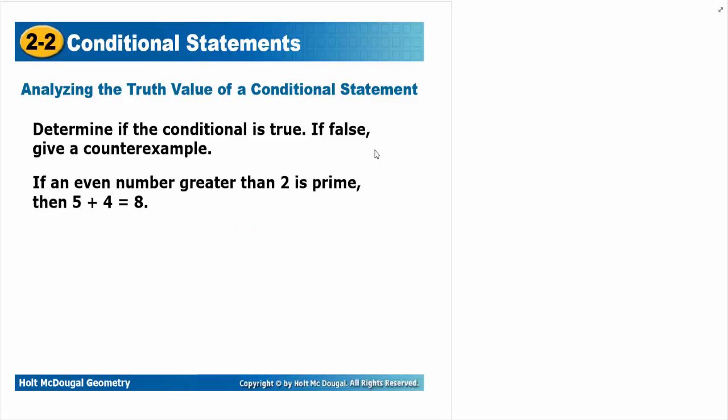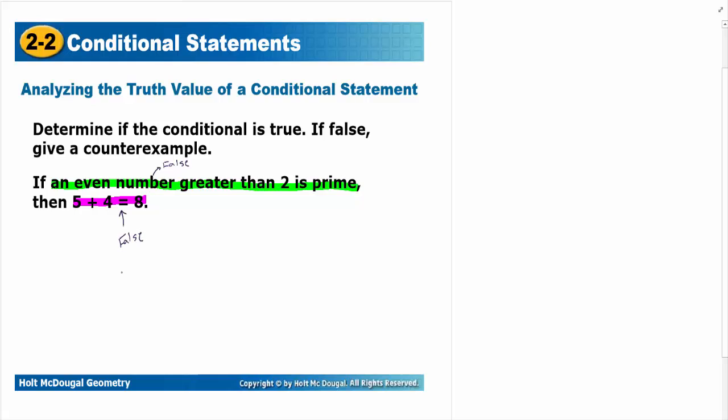Next up we have the statement, if an even number greater than 2 is prime, then 5 plus 4 must equal 8. Now this one's kind of screwy. If you look here, we have the two parts to this problem. We have an even number greater than 2 is prime for your hypothesis. Well, if you look at that statement, it's not exactly true. And then you get this next statement, and this isn't true either. We've got a false statement here, and we've got a false statement here.